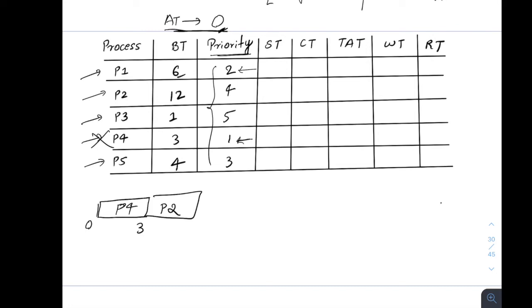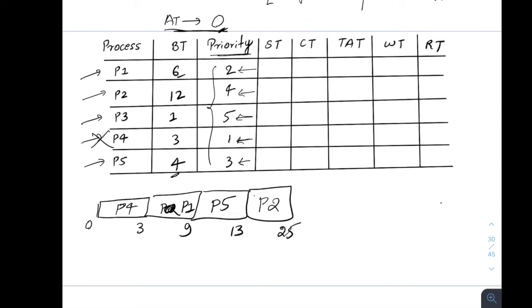Okay, sorry, P4's burst time was 3, correct? Now this will be P1, not P2, right? It's 6, so 3 plus 6 is 9. Now this is gone. Among 5, 4 and 3, this one. P5, burst time is 4, till 13. Among these two, this one, P2 first. P2, 12, till 25. At last, P3, burst time is only 1, till 26. This is done, right? From here, you can fill all these numbers and calculate.